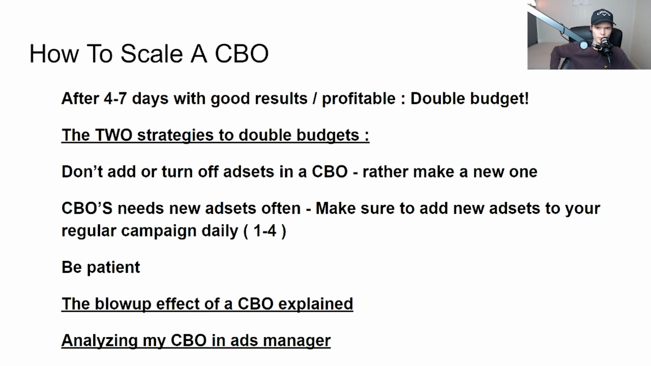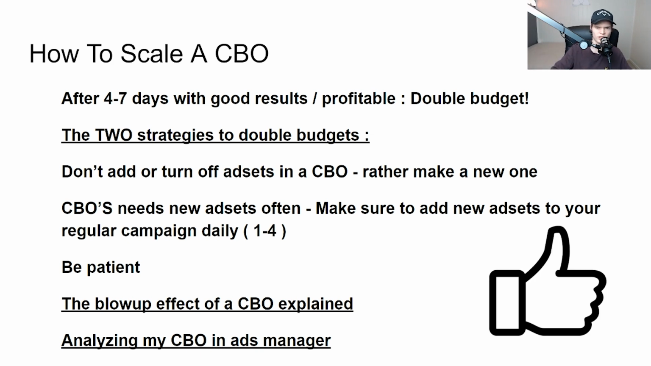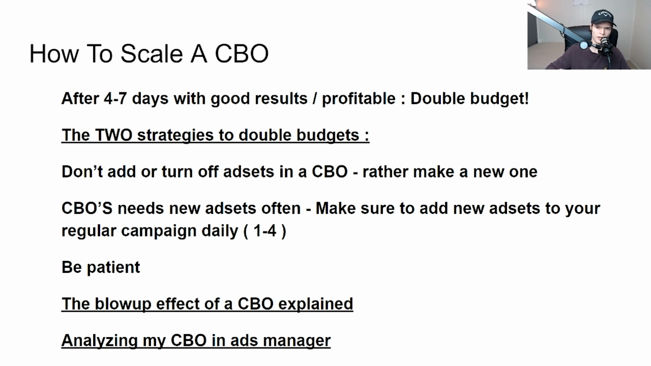And make sure you're patient. CBO has a blow up effect, which means if you run a $200 CBO, it could spend $150 with no sales. And once it hits 160, it takes off. It just goes through the roof. So you need to stay patient with your CBO. Just as everything else in life, just stay patient. Don't be scared when you see your money being spent, because the CBO could randomly just blow up.